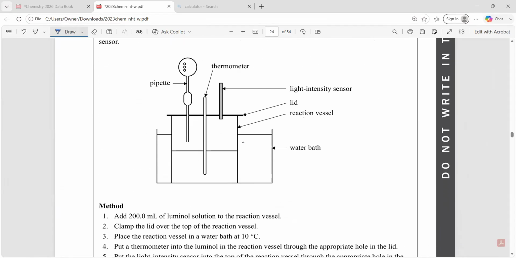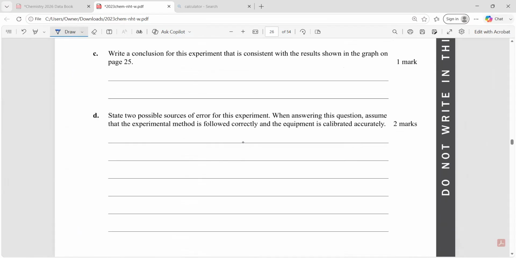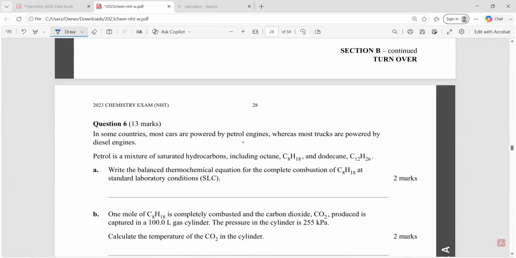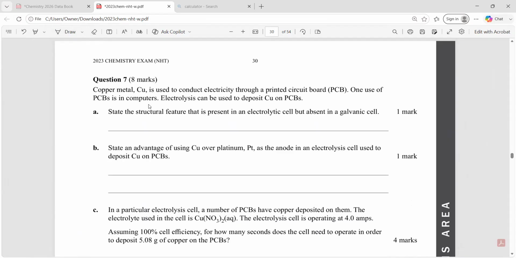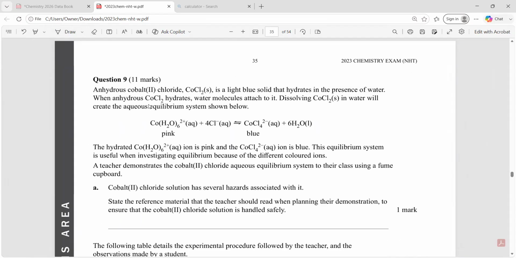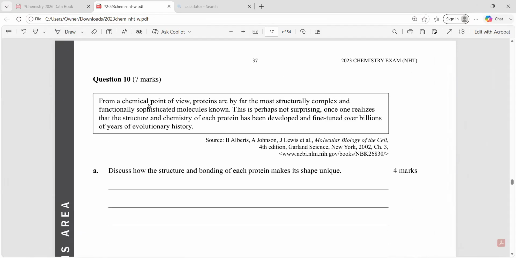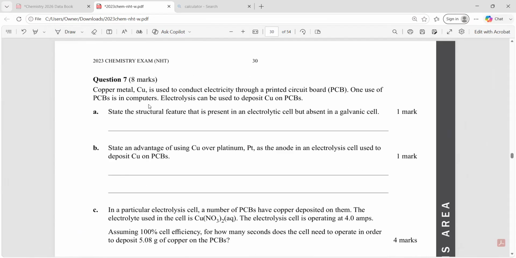Or maybe can I skip it? I'm going to skip it and come back to it. Oh yeah, I want to do that question instead. We'll do the experiment question at the end. So we can do these questions. I won't do 10. So we can do 7, 8, 9. And then we can just do this experimental question at the end.